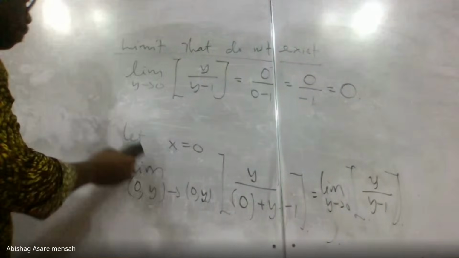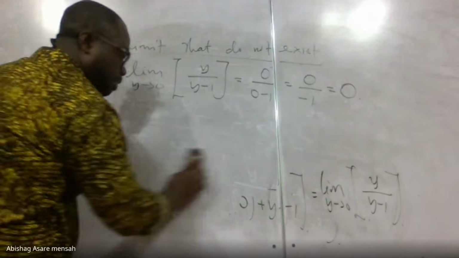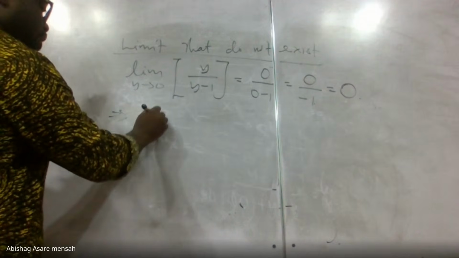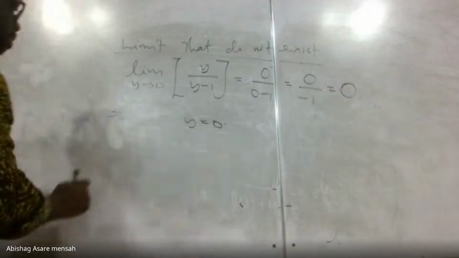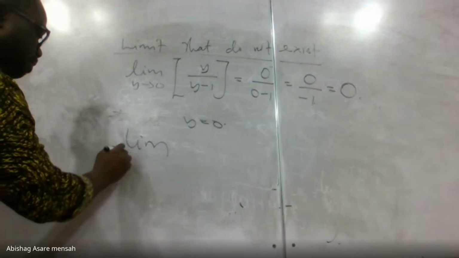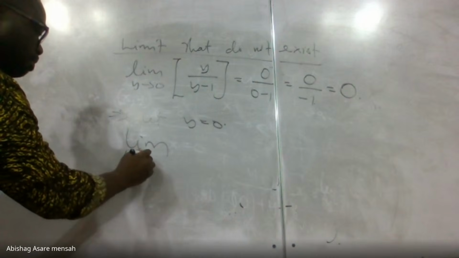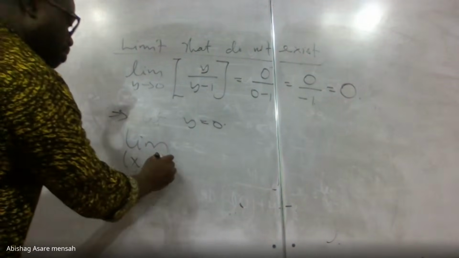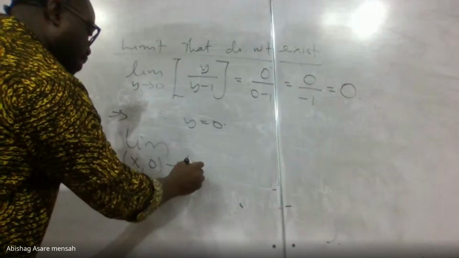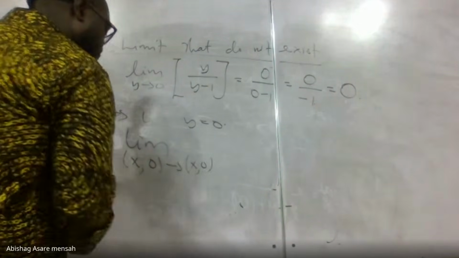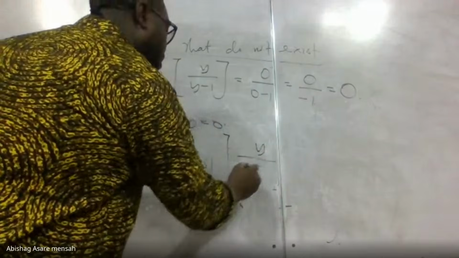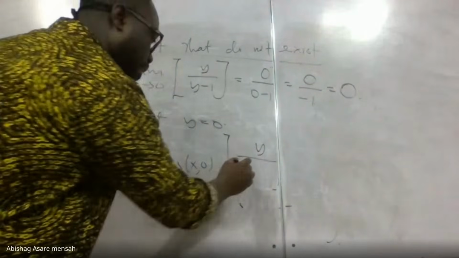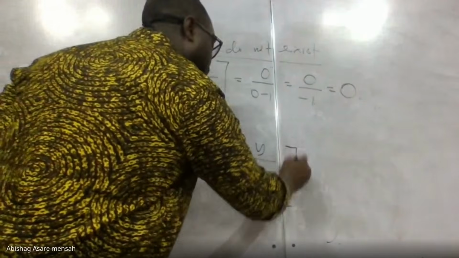And let's go to when y is 0 first. This time, let y equal 0 first. We find the limits. This time, x will be there, y is 0, x approaching 0. So the function was y over x plus y minus 1.